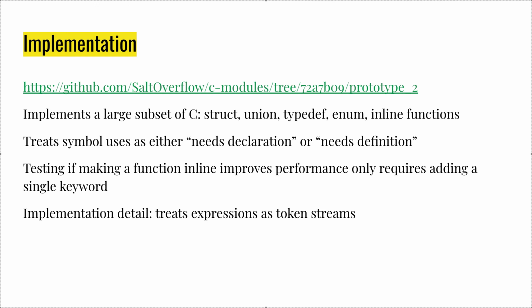By the way, if you're interested in poking around, we have an implementation for you to poke around in. It's only for a simplified subset of C, but it can handle all of the code in the slides. Additionally, we have one in the works that will support C99, so that's really cool. Just like the previous example, it treats symbol uses as either needs declaration or needs definition.